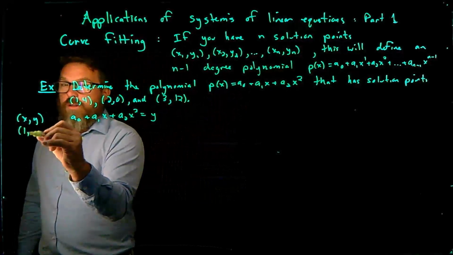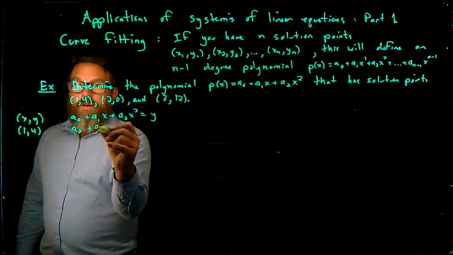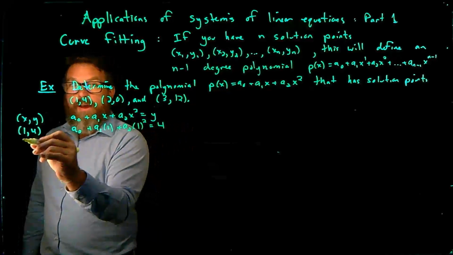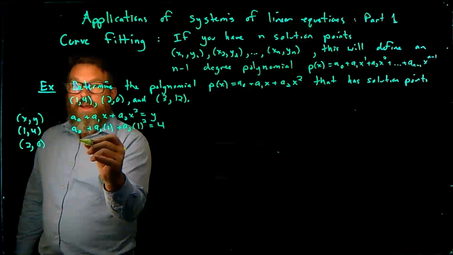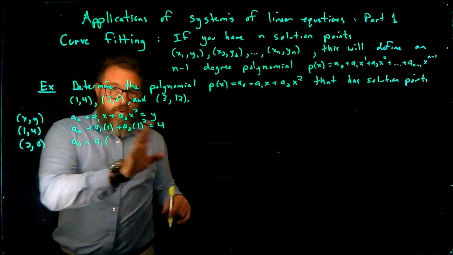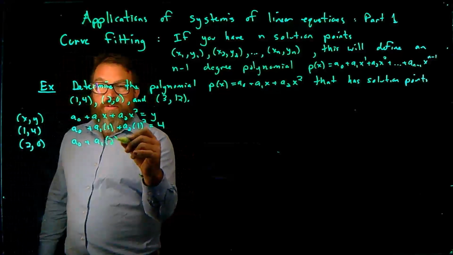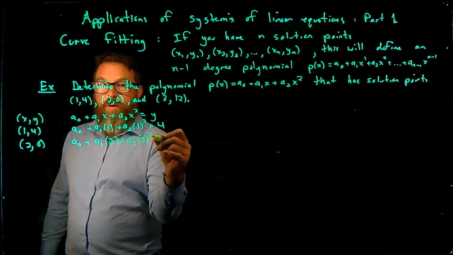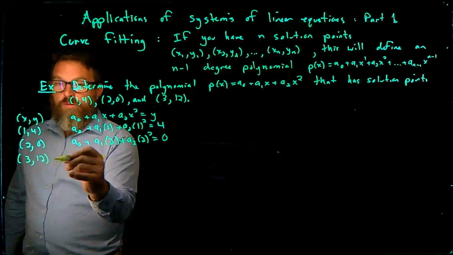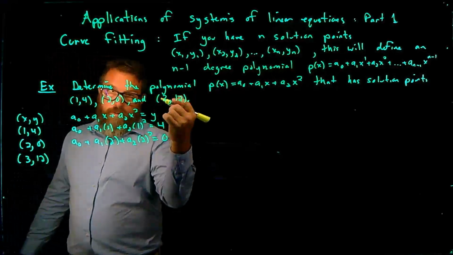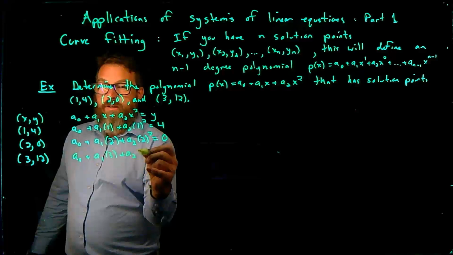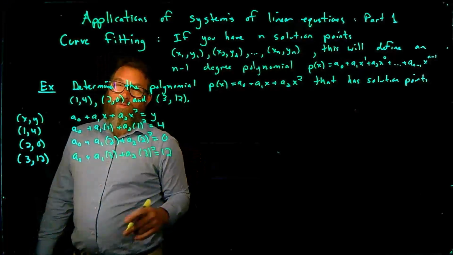So if I have the point 1, 4, well, this is a naught plus a1 times 1 plus a2 times 1 squared is equal to 4. If I have the solution point 2, 0, then a naught plus a1 times 2 plus a2 times 2 squared is equal to 0. Remember, everywhere there's an x, I'm putting a 2, and everywhere there's a y, I'm going to plug a 0. And then for the last point, the same thing: x is equal to 3, y is equal to 12. So a naught plus a1 times 3 plus a2 times 3 squared is equal to 12.